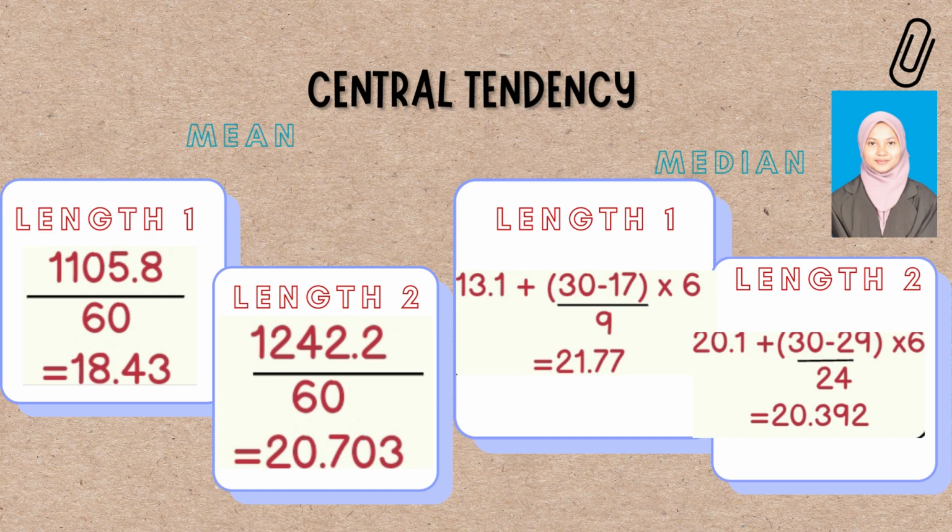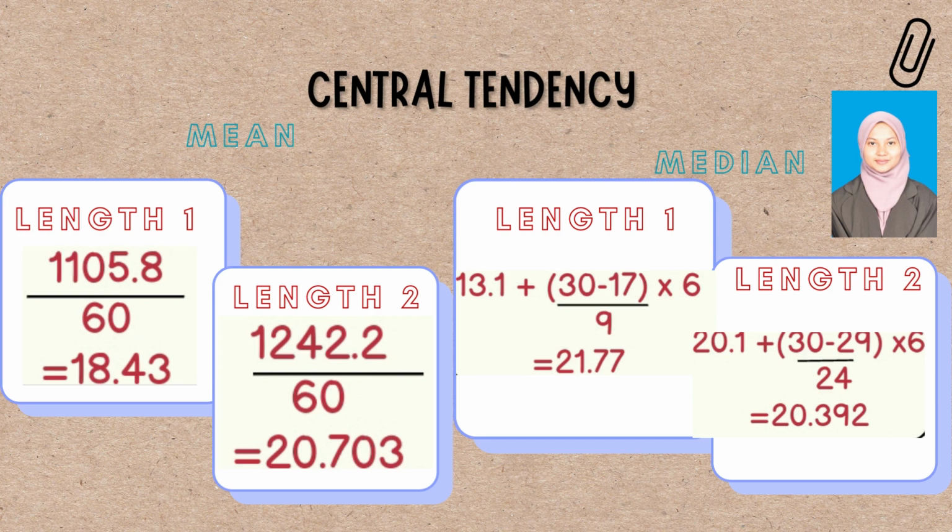Today I will present about central tendency, which is the mean, median, and mode. The formula for the mean is the sum of the product of the midpoint value and the corresponding frequency, divided by the total frequency. For line 1, 1105.8 divided by 60, and the answer is 18.43, while for line 2 it is 1245.2 divided by 60, and the answer is 20.703.